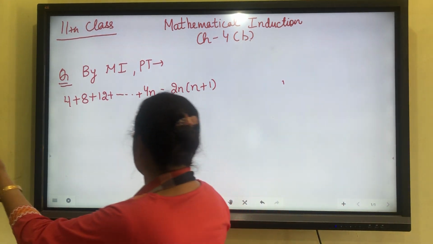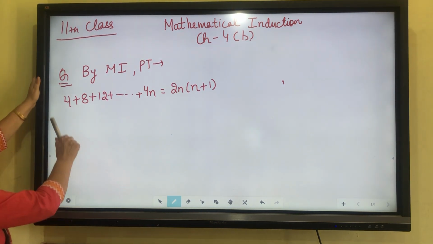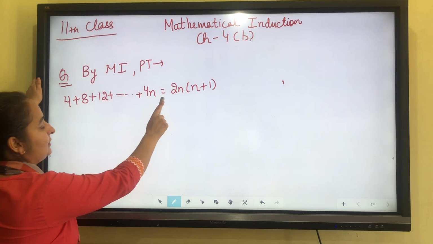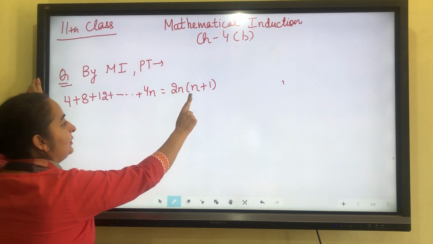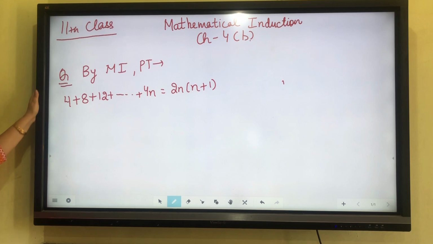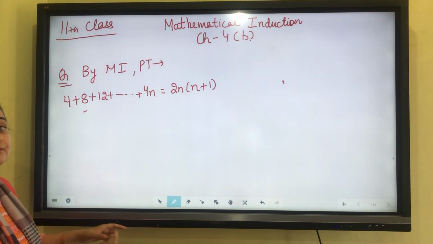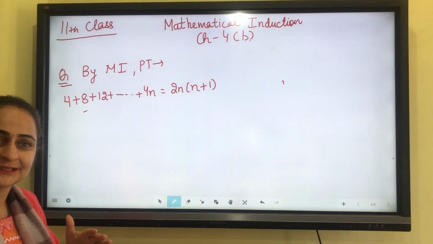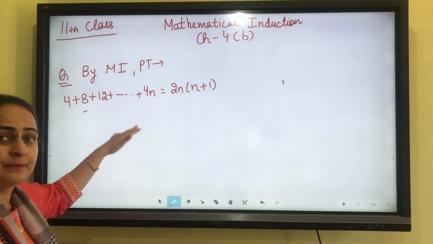In mathematical induction, this is the series, and the first term of the series is 4, then 8, then 12, up to 4n. If you add all the numbers, the result is equal to 2n into n plus 1. Now we have to verify by mathematical induction whether the sum of all these numbers is equal to this or not. In each and every question, we have to prove whether the result is true or not, and that result is proved by mathematical induction.